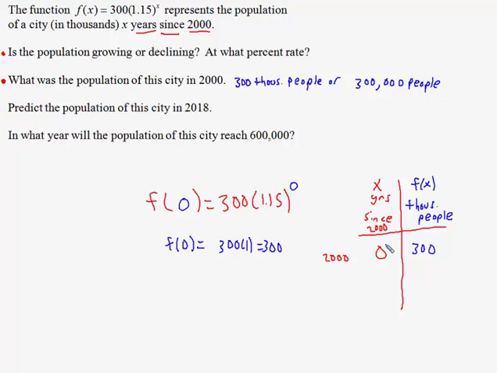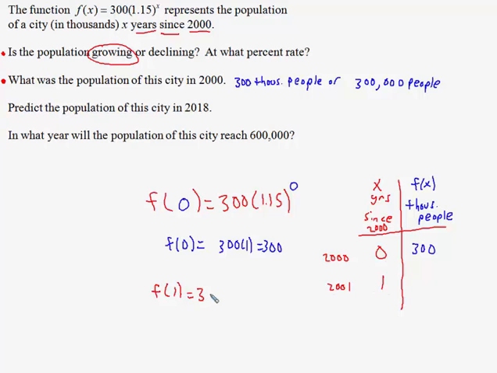Now back to the prior question here: is the population growing or declining, and at what percent rate? So imagine plugging in, say, x equals 1 to predict what happened in the year 2001. And that'll help me explain what the percentage increase is, or is it growing or declining? The answer is that it's growing. And to explain what the rate is, you need only plug 1 in to figure out what the percent change is from year 0 to year 1.